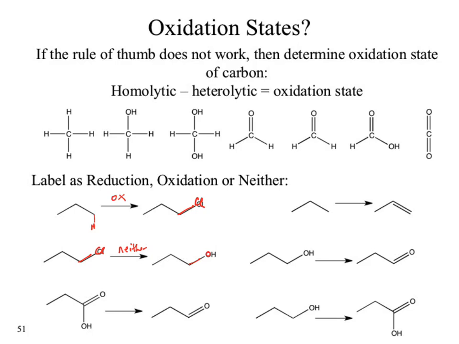Bottom one. I lost a bond to oxygen and I gained a bond to hydrogen. This would be reduction. Upper right. Do we see any oxygens changed? Up here, just hydrogen. Can we look at reduction and oxidation by just looking at hydrogen? Yes.